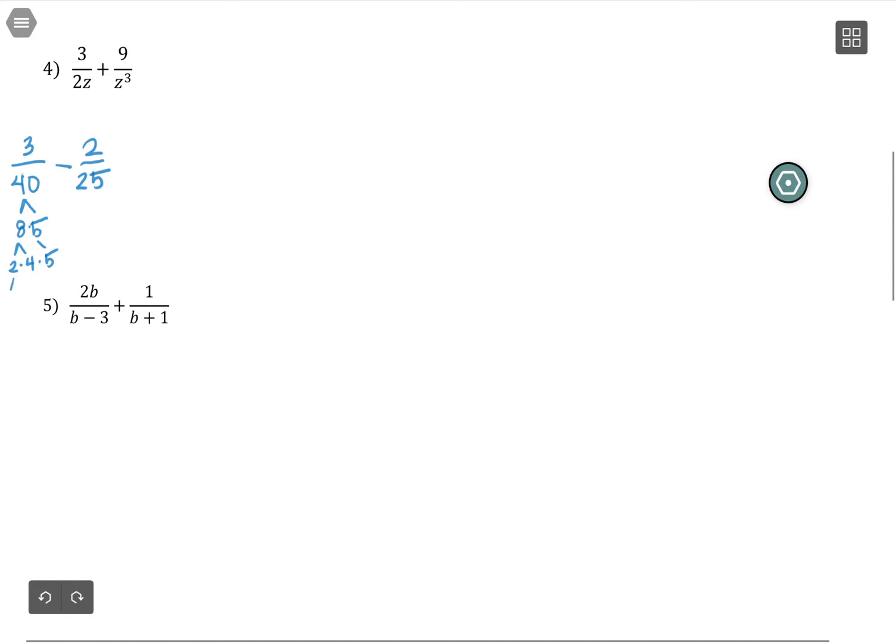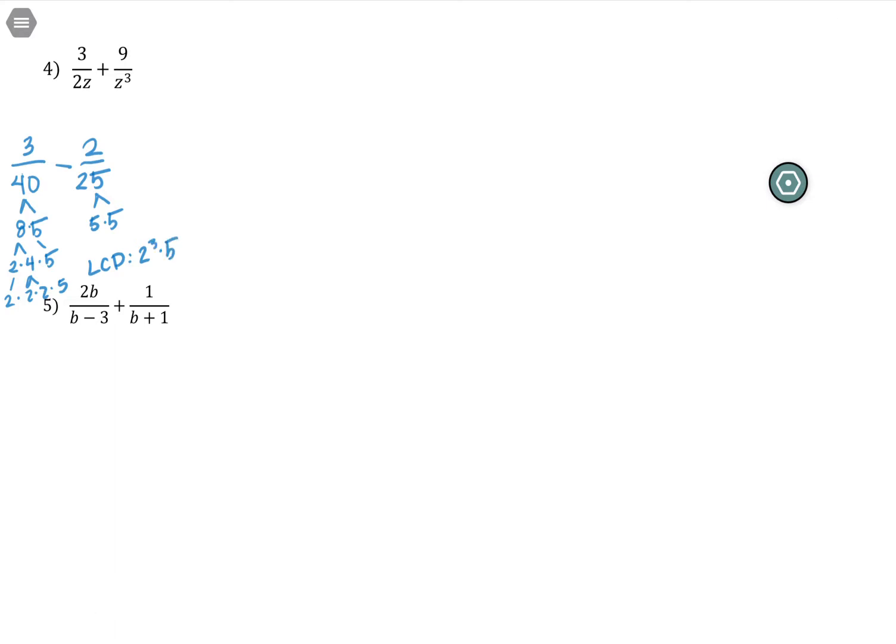So in this case, we'd get 2 cubed times 5, and this one is 5 times 5. So our LCD needs to have the 2 cubed times 5, whatever's in the first fraction, you need all of it. And then we need to add to that list anything we're missing from the second fraction. So we need one more 5 to be able to make the second fraction.